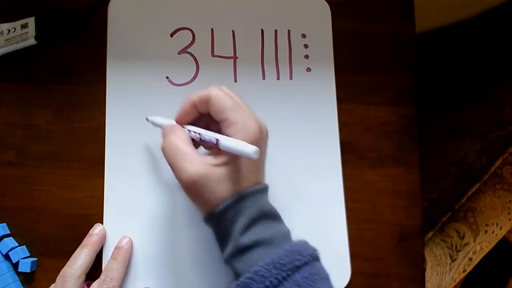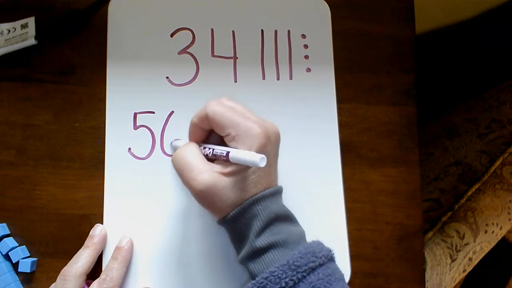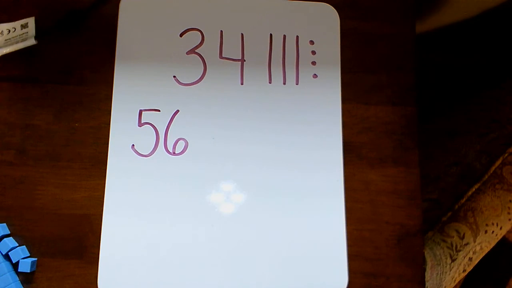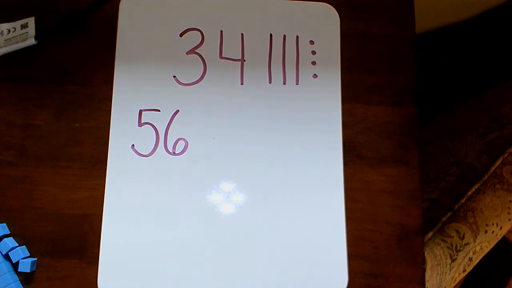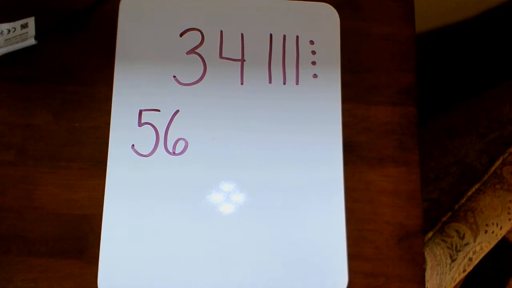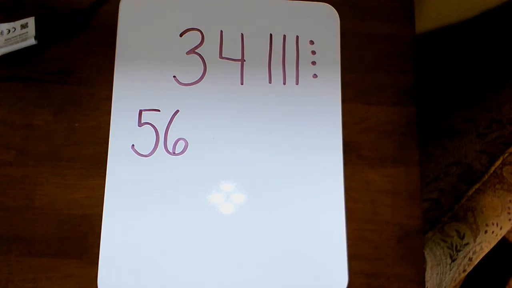How about 56? Okay, so go ahead and try building that and see if you can write that too. Okay, 56. I'll give you a minute to work on that. Okay, so you're building 56. Remember, count by tens and then count by ones. So let's look at it together.